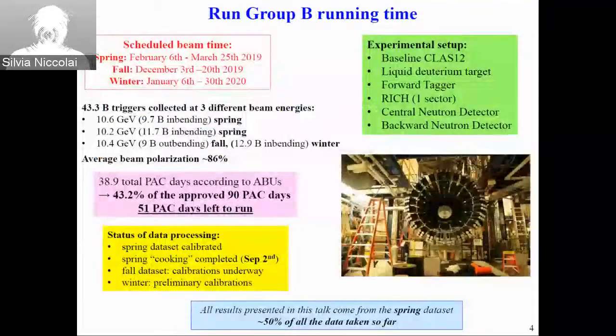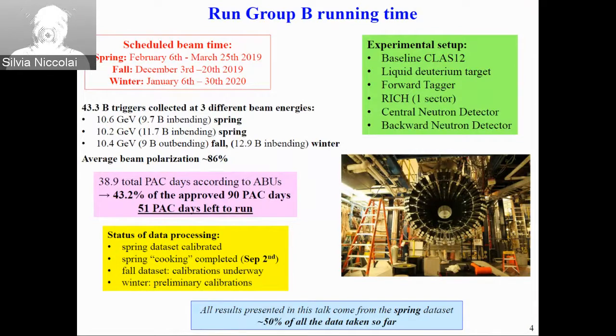So the Run Group B had some time of running during 2019 and the beginning of 2020. We had 86 calendar days divided in 3 periods: the one that we call the spring period, February and March, the fall, and December, the winter period. We had as a setup the baseline CLAS12 setup and a deuterium target, the forward tagger, one sector of the RICH, and we had 2 dedicated neutron detectors that were built for this experiment: the central neutron detector for the neutron DVCS experiment and the backward neutron detector for the short-range correlation experiment.